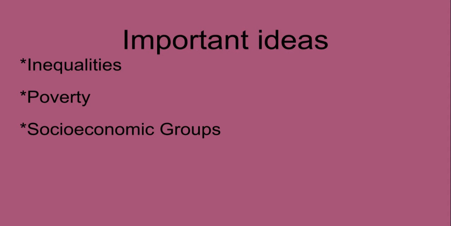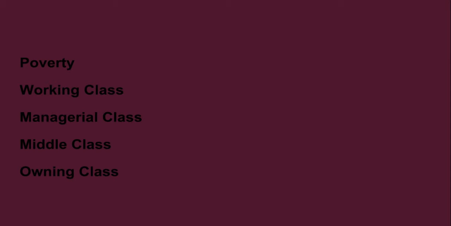The author talks a lot about poverty, students, and their socioeconomic status. He goes into defining the different groups: poverty, working class, managerial class, middle class, owning class. Obviously, we have a perception of what poverty is. He talks about how people perceive poverty as just financial, straight up money and nothing else.